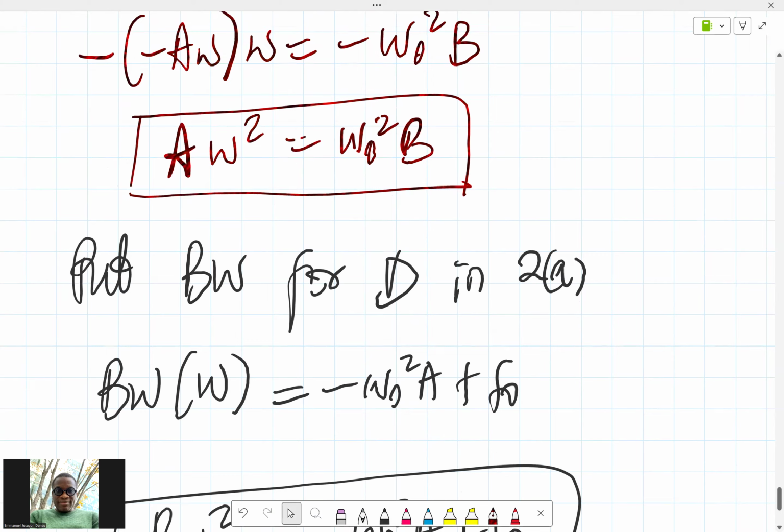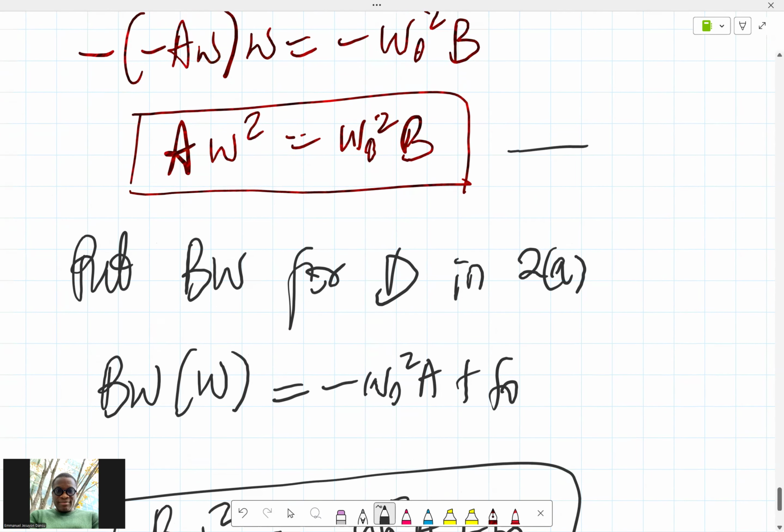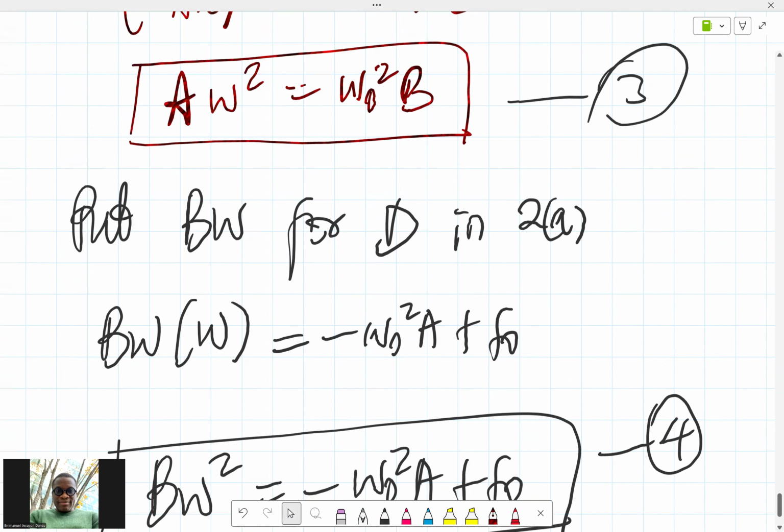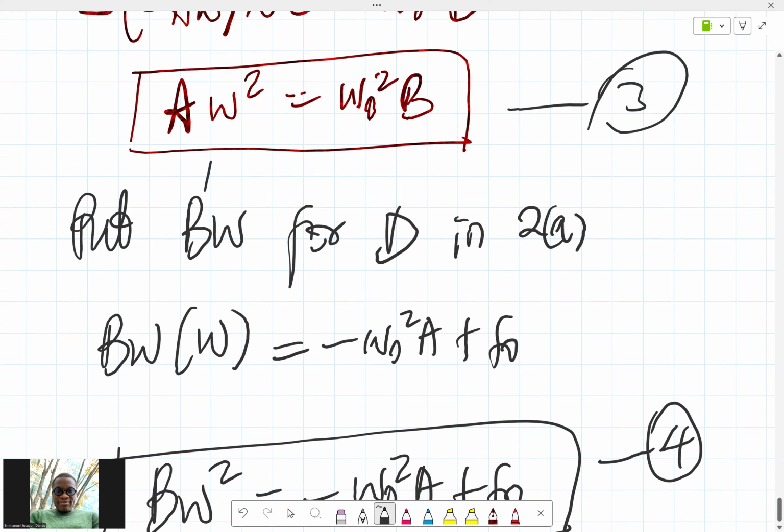So we can solve, let's call this 3 now and call this 4. So we can solve equation 3 and 4 simultaneously to get a and b. Well, we can tidy this up first. This is a, let me use a separate color. This is a omega squared plus b omega naught squared.